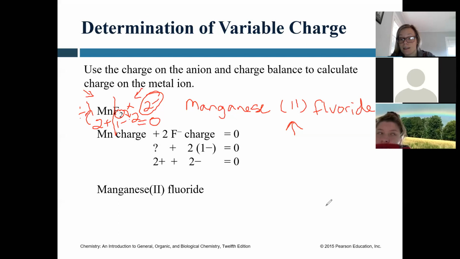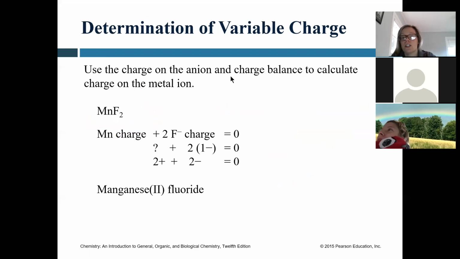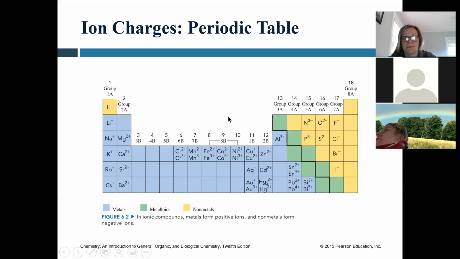One way to check is to just go backwards. So if this is manganese 2, write it out: manganese, Mn, with, in this case, a 2+ charge. Fluorine always has a -1. Flip-flop: Mn2, nope, Mn1 F2. Flip-flop works. It's the same formula we started with, so we know we did it correctly. So you go from what you do know to get what you don't know.